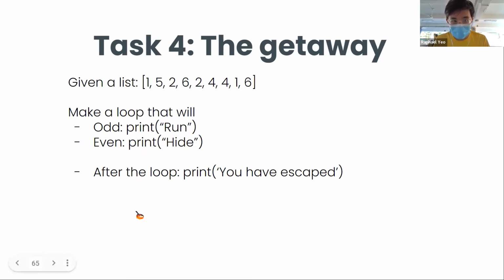All right, so I want you guys to use either a for loop or a while loop. I recommend a for loop because you have a list to iterate through, and then you use the for loop to iterate through this, and then decide within the for loop whether to print run or hide. All right, so you should have a few print statements at the end of the result, like run, hide, run, all that, and then at the end you have escape.